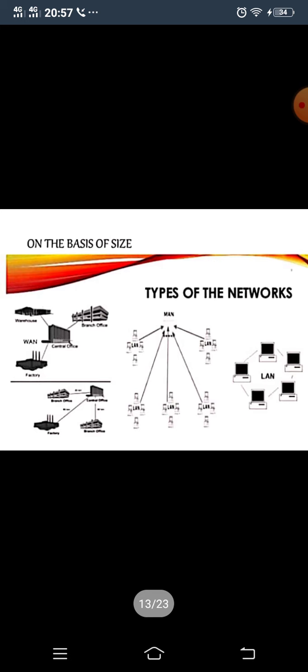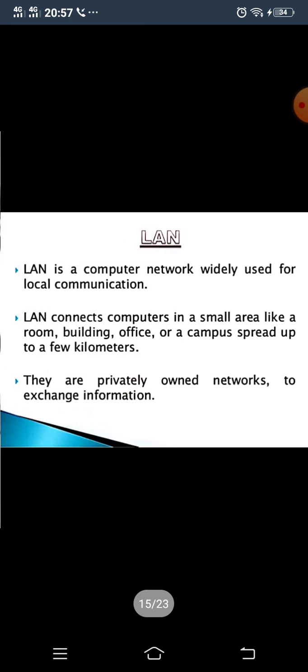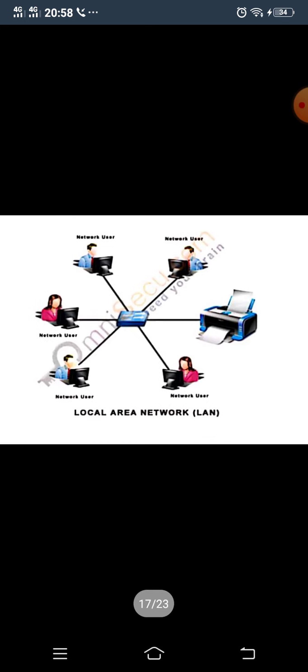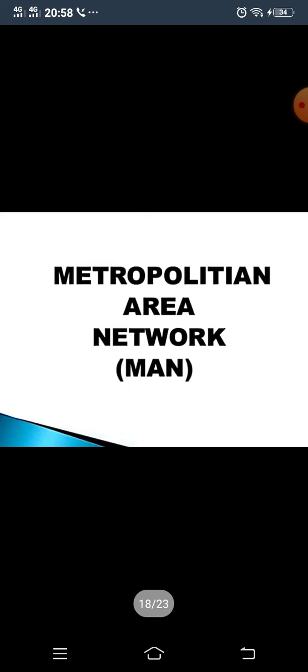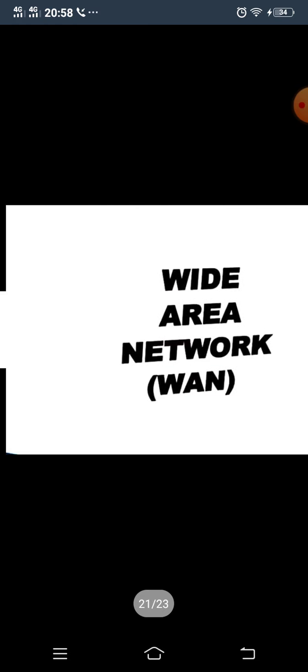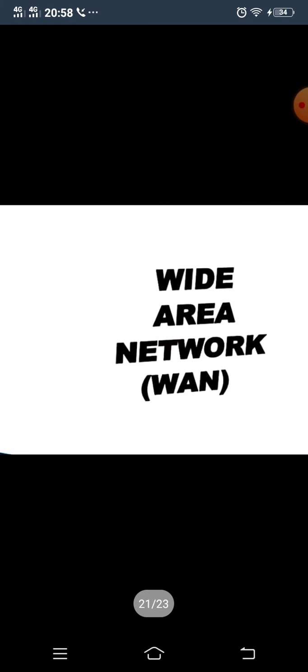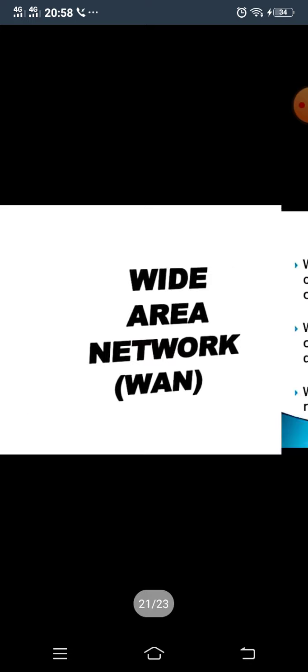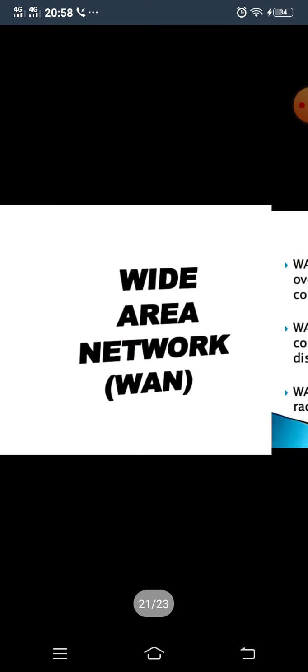So on the basis of size, it includes LAN, local area network. LAN is the abbreviation, LAN is local area network, and the other one is metropolitan area network, abbreviated as MAN. The third one is wide area network, WAN. So let's discuss LAN.